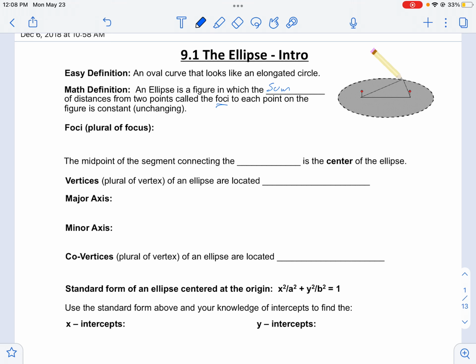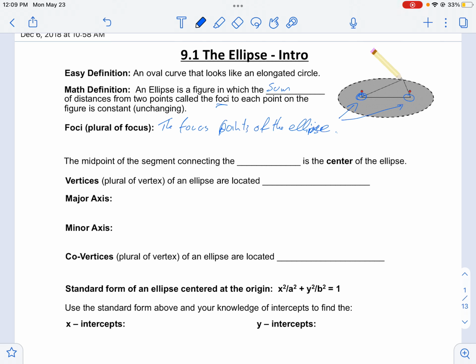So what are the foci? They are these focus points right here that govern what the ellipse is going to look like. Those are the two foci right there.